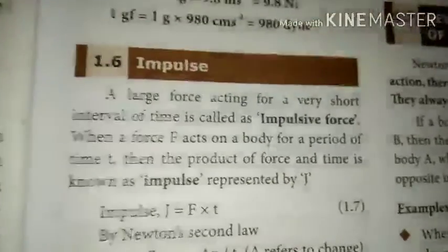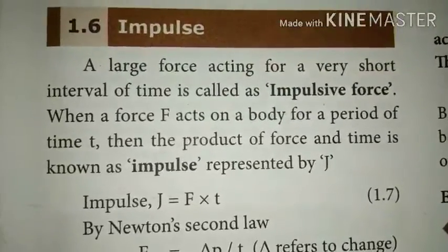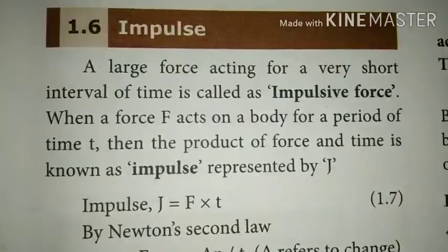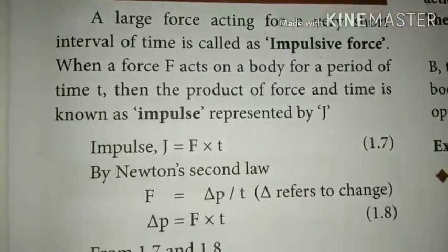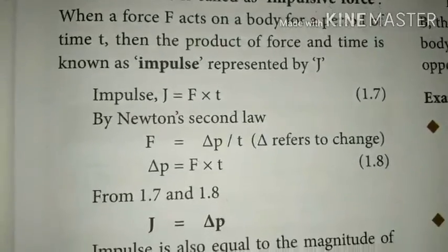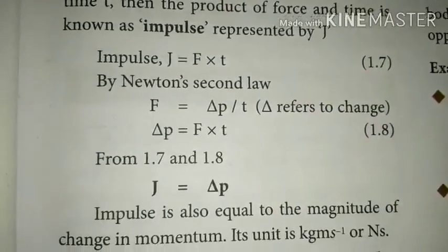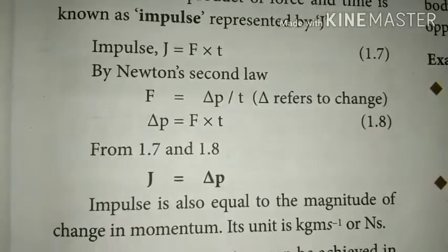Impulse. A large force acting for a very short interval of time is called impulsive force. It is denoted by capital J. Impulse J is equal to F into t, force into time taken.